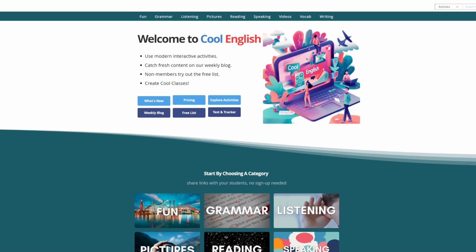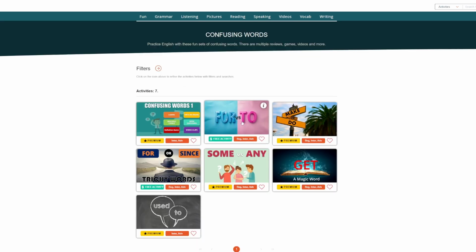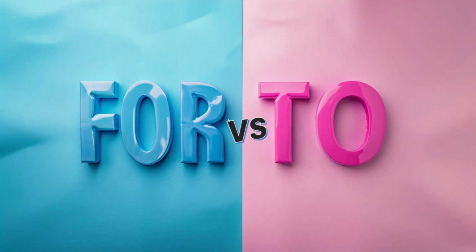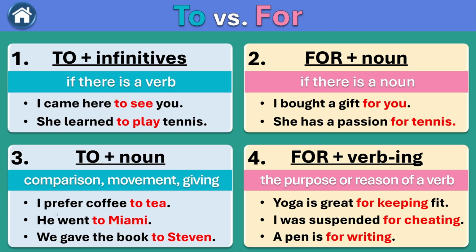Welcome back. Let's get started with some confusing words. Today we're going over two words that are quite tricky: for and to. These words can be tricky because they're both connecting ideas and actions, but don't worry, we're going to break it down step by step with 4 simple rules and some clear examples to help you remember when to use each one. First, we have to plus the infinitive, all right?